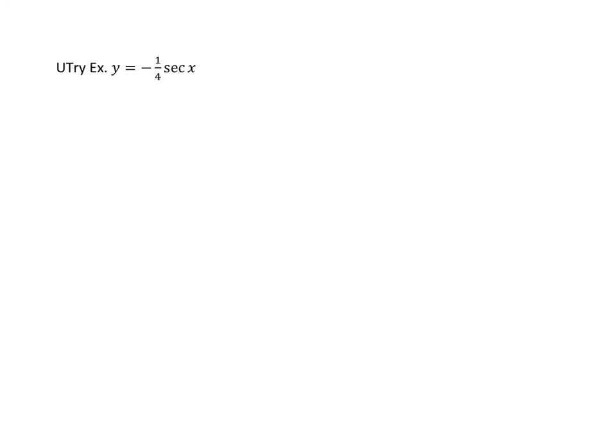Okay, try finding the domain yourself. Come back and check. If I'm dealing with a secant, I'm really thinking of cosine. And let's see, that's my amplitude right there. It's flipped over, but that really doesn't matter. It's not shifted left or right.